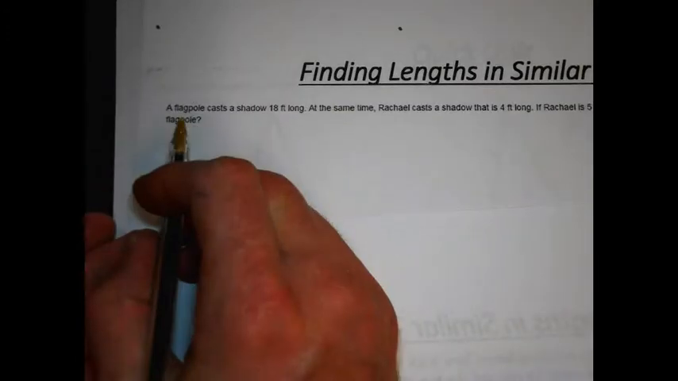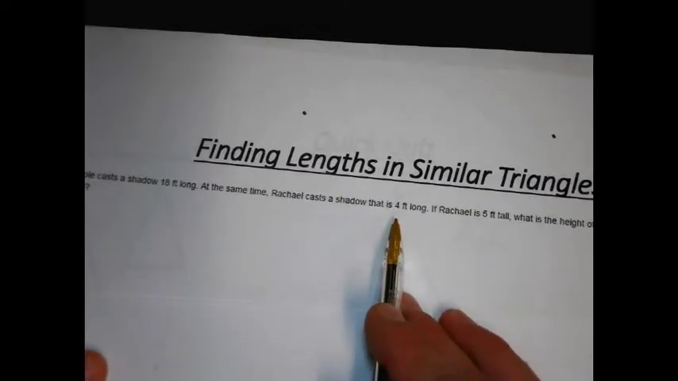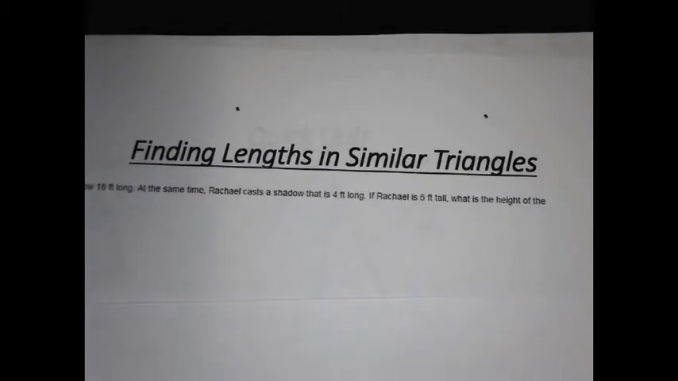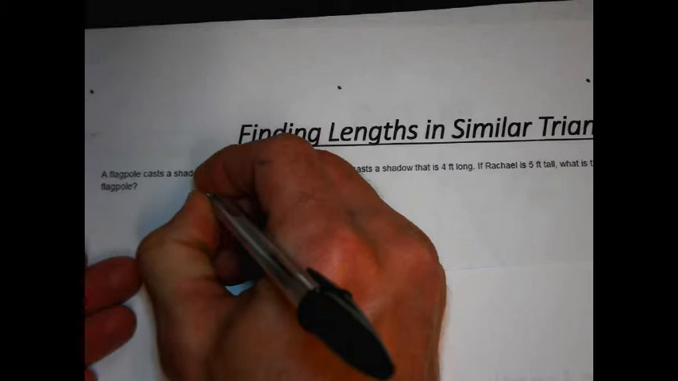A flagpole casts a shadow that's 18 feet long. At the same time, Rachel casts a shadow that is 4 feet long. Rachel's 5 feet tall. How tall is the flagpole? What's the height of the flagpole? So what is going on? Draw a picture. Here's a flagpole. Flag.